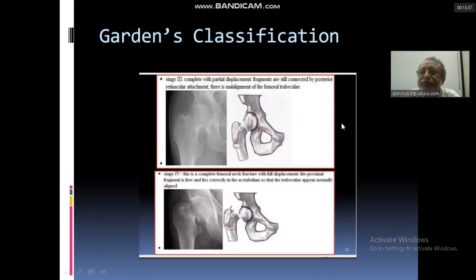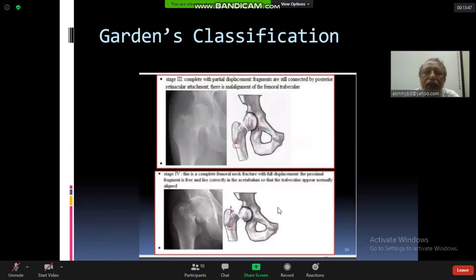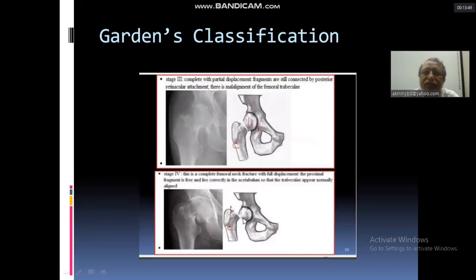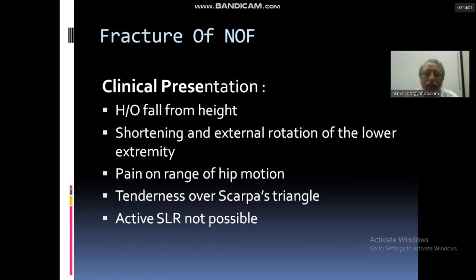If it is an undisplaced fracture, let's see, and it is an impacted fracture, and it is a fracture with displacement. If it is displaced, it is very bad, particularly for the elderly people. So I already discussed the mechanism of injury, low energy and high energy. And clinical features, the same thing for the three groups, but the displacement and deformity will be less in the fracture neck of the femur.